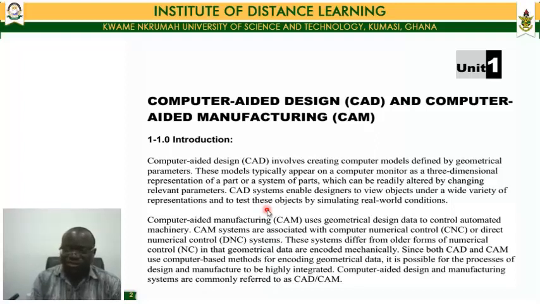So basically, it uses the geometry of the drawing that you've created and uses that drawing to control the way the tool will have to move to remove the material from the part if you are to machine the part for real. So you can actually simulate it on the computer, or you can actually do it on an actual CNC machine. So what you notice basically is that since CAD and CAM use computer-based methods for encoding the data, it is possible that these two processes could be highly integrated.